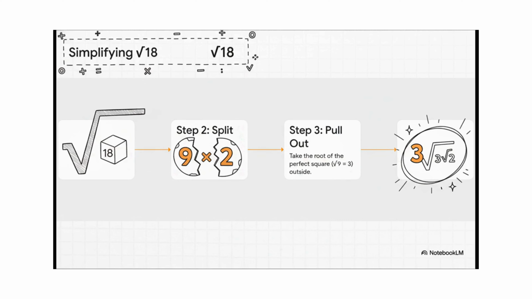Let's see how this works with the square root of 18. We look inside the 18 box for a perfect square that's a factor. And aha, there's a 9. So we rewrite 18 as 9 times 2. Then we can pull the square root of 9, which is just 3, outside the root sign. The 2 gets left behind inside. And just like that, the square root of 18 becomes a much tidier 3 root 2.